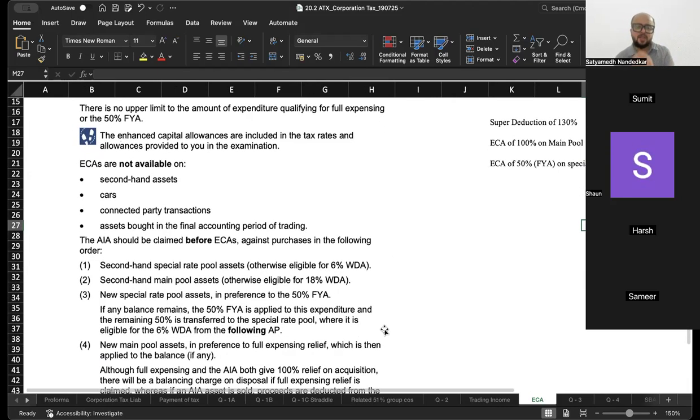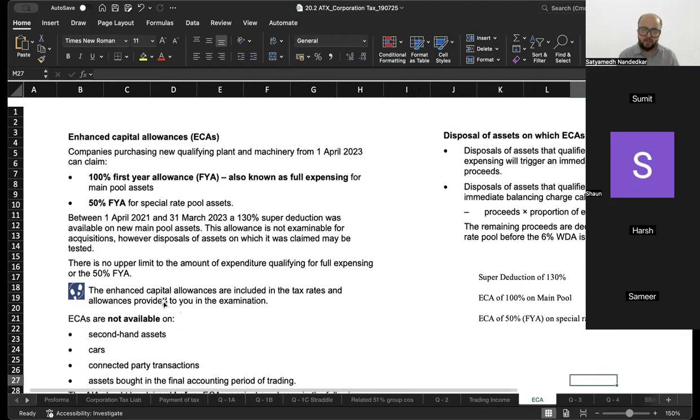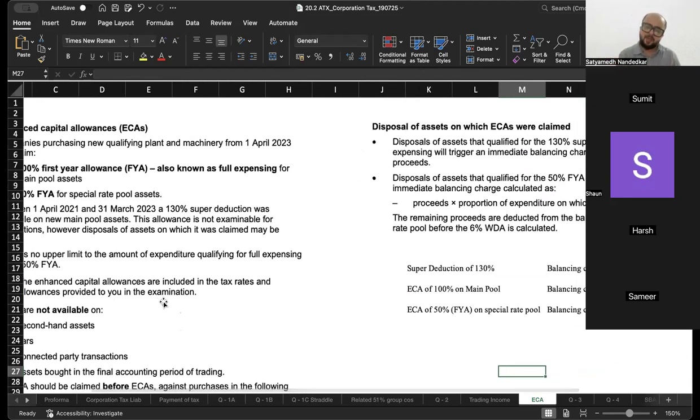Okay, the enhanced capital allowances are included in the tax rates, and these ECAs are not available on second-hand assets, cars, and so on. Now, the AIA should be claimed before the ECA against purchases in the following order. AIA should be claimed against second-hand special rate pool, then second-hand main pool, then new special rate pool assets in preference to 50% FYA, then new main pool assets. But now, what can come in your exam?